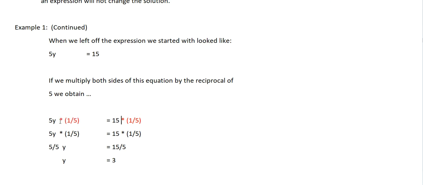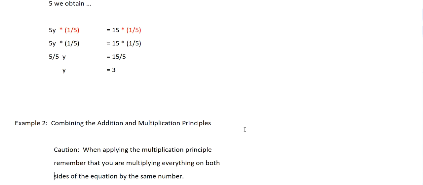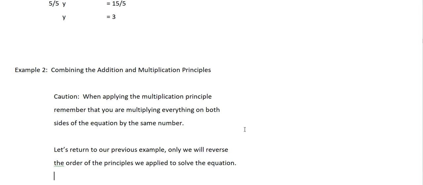And then we're going to distribute out, so 5y times 1/5 is 5 over 5 times y. And on the other side we have 15 divided by 5. Let's go ahead and evaluate that. 15 divided by 5, that's 3. 5 divided by 5 is 1, and we just simply drop the notation: y equals 3. Okay, and we confirmed what our solution was that we obtained at the beginning. That is what the solution looks like.